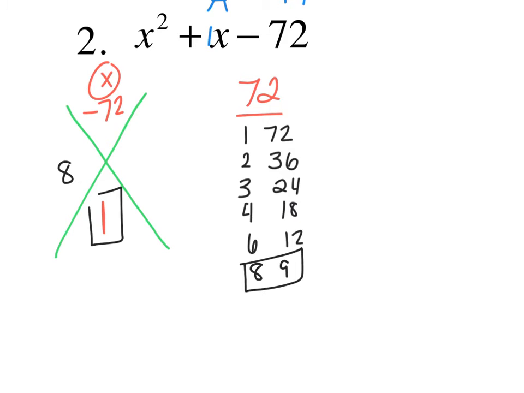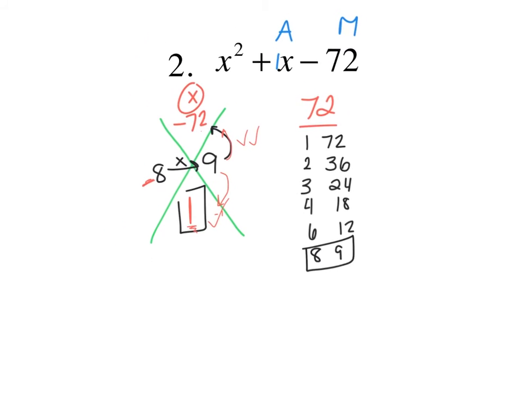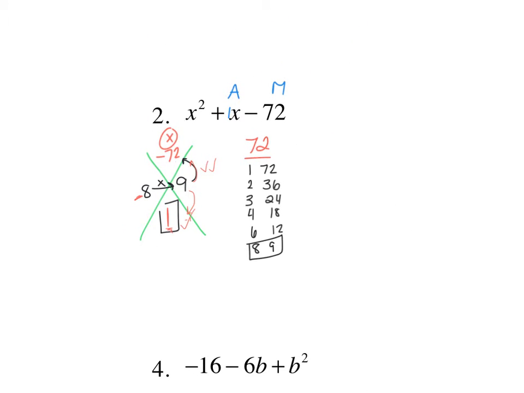So I'm going to put my 8 and my 9 in my diamond, but here's the issue. When I multiply 8 times 9, I get positive 72. I wanted a negative 72. So I'm going to make one of my terms negative. I'm going to make my 9 negative and see if that works. 8 times negative 9 is negative 72. That works. But 8 plus negative 9 is negative 1. I wanted a positive 1. So now I'm going to change the signs to be negative 8 and positive 9. Negative 8 times 9 is still negative 72, so we're winning. And negative 8 plus 9, yes, it's positive 1. So my factors of x squared plus 1x minus 72 are (x - 8)(x + 9).